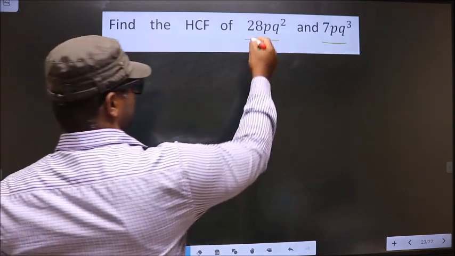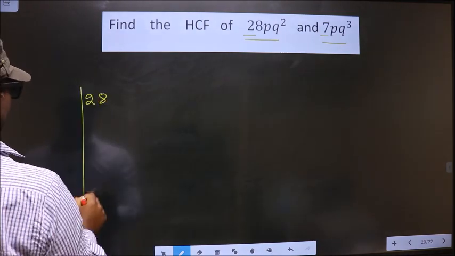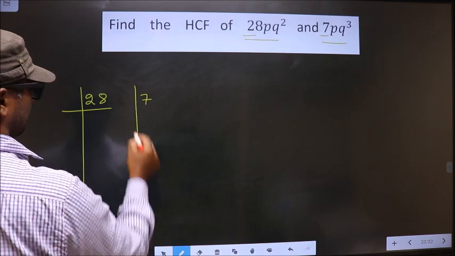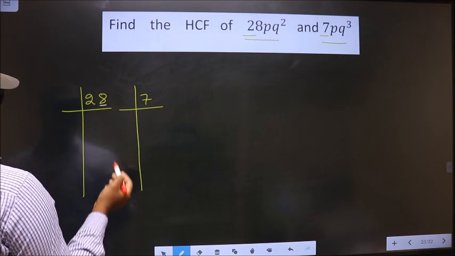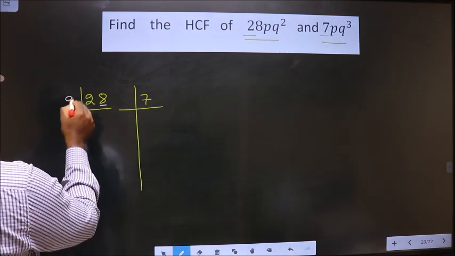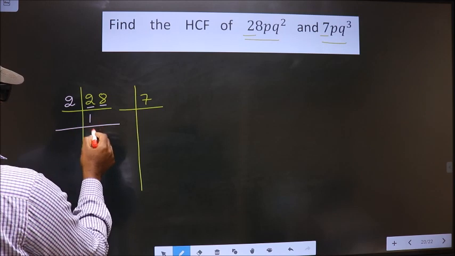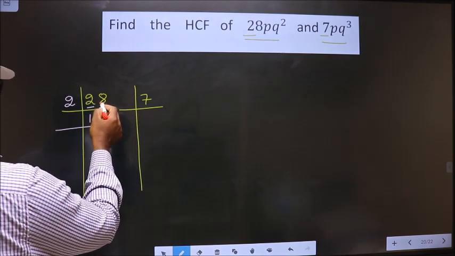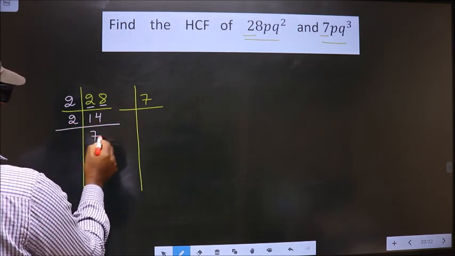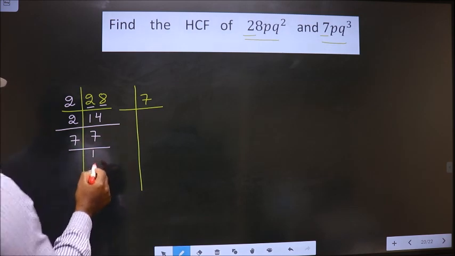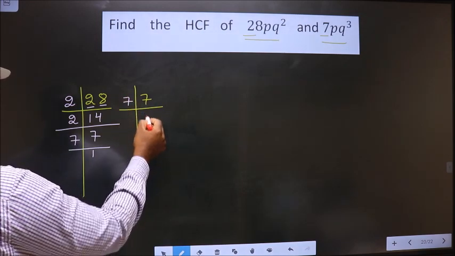They are 28 and 7. Now, for this number, the last digit is 8, which is even, so we take 2 here. First number is 2. When do we get 2 in the 2 table? 2 ones, 2. Next number is 8. When do we get 8 in the 2 table? 2 fours, 8. Now, here we got 14. 14 is nothing but 2 sevens. 7 is a prime number, so we take 7 and 1.